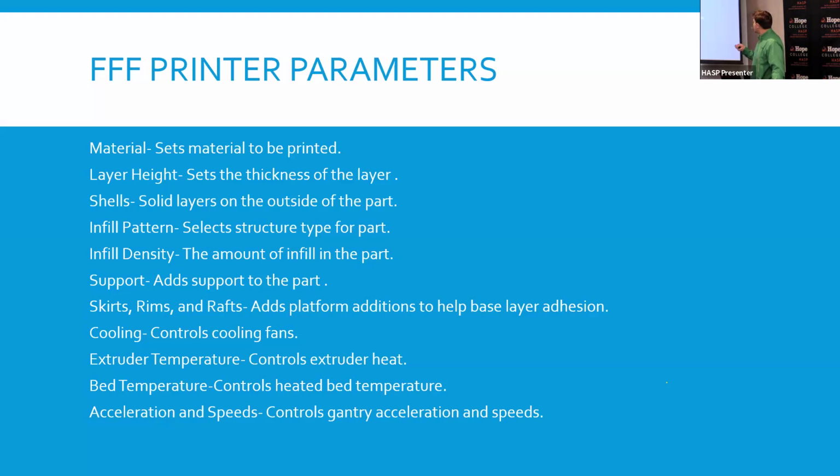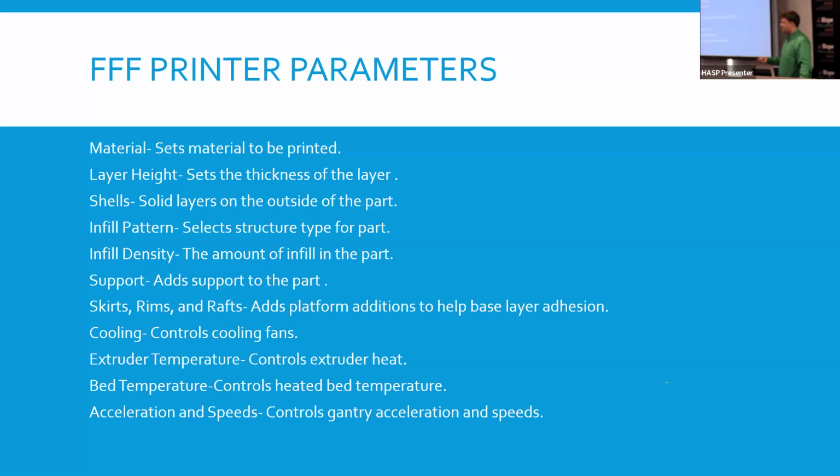Shells are the solid layers on the outside of the part. So what's interesting about triple F 3D printing is if I broke this, the inside's going to be hollow. Or it could be hollow. So basically there's a pattern printed on the inside to hold up the part. And the shells are the solid layer on the outside that make up the finished surface.